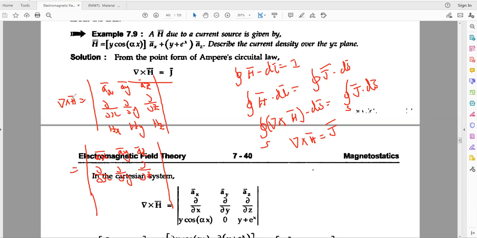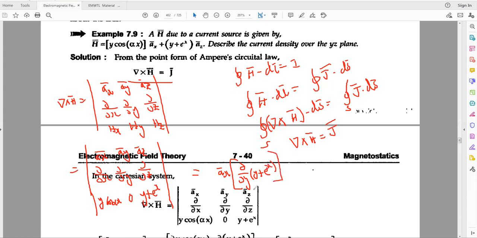Now in the H bar, HX is the AX bar coefficient, which is given as Y cos alpha X. There is no HY because the AY bar coefficient is 0. And the AZ bar coefficient is Y plus e power X. Now we can apply the cross product here. AX bar into dou Z by dou Y, which is 0, and dou by dou Y of Y plus e power X.